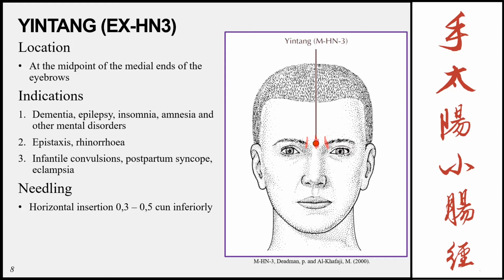This point can be used for dementia, epilepsy, insomnia, amnesia, and other mental disorders. It can also be used for epistaxis and rhinorrhea. And thirdly, it can be used for infantile convulsions, postpartum syncope, and eclampsia. The needling is horizontal insertion, 0.3 to 0.5 Tsun, inferiorly. So that means in this direction.